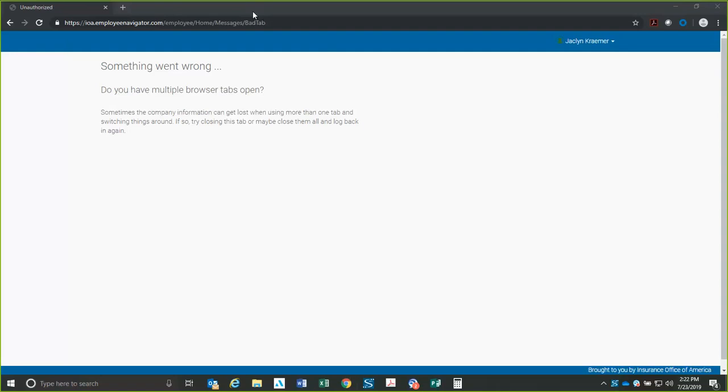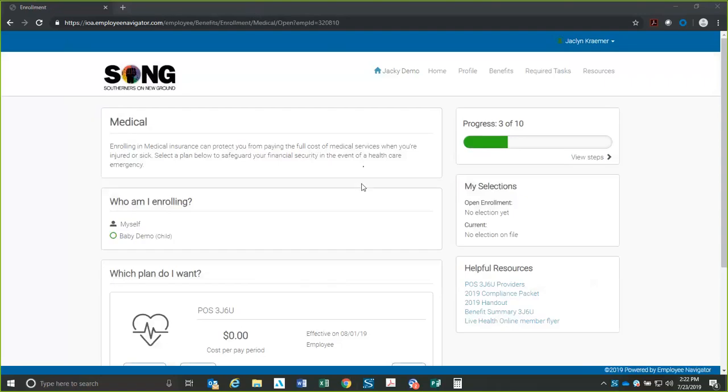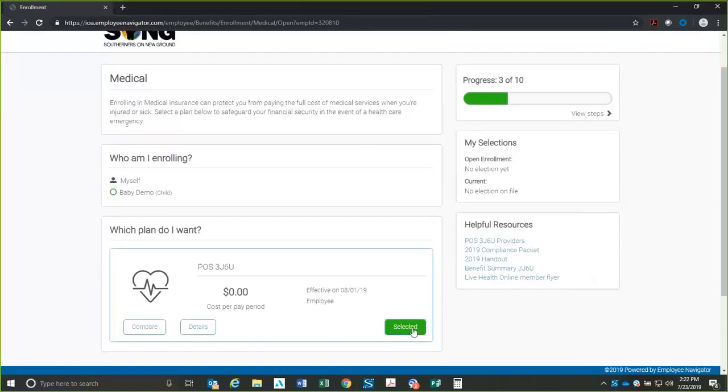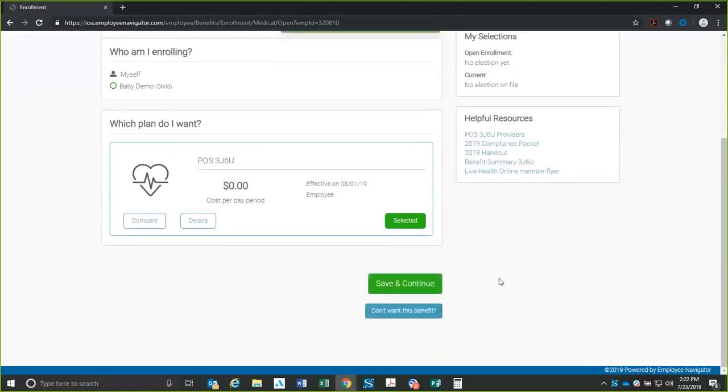All right, we were on medical. Let me get back to that step. All right, so under the medical, we selected that plan, and we're going to save and continue to the next page.